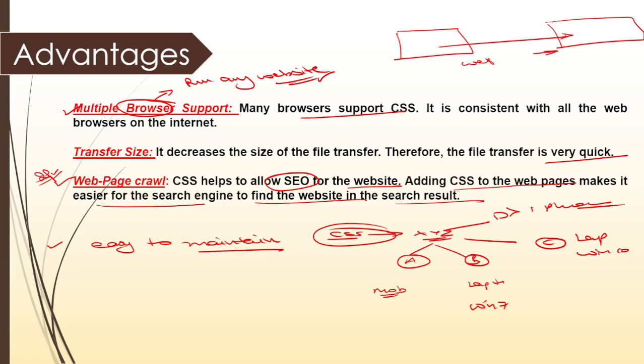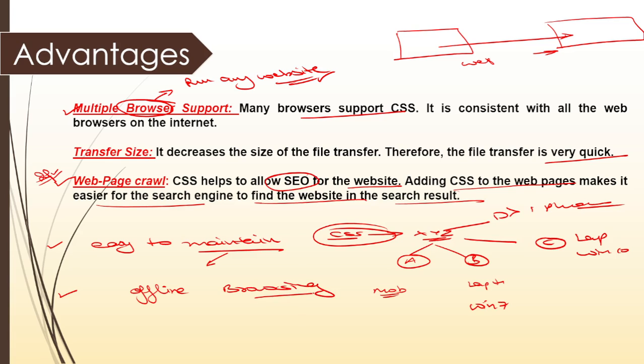When we use cascading style sheets along with our HTML code or with any other language, it becomes very easy to maintain the website, especially the designing part. Here we are talking about the designing part only. Next advantage is that it supports offline browsing also.